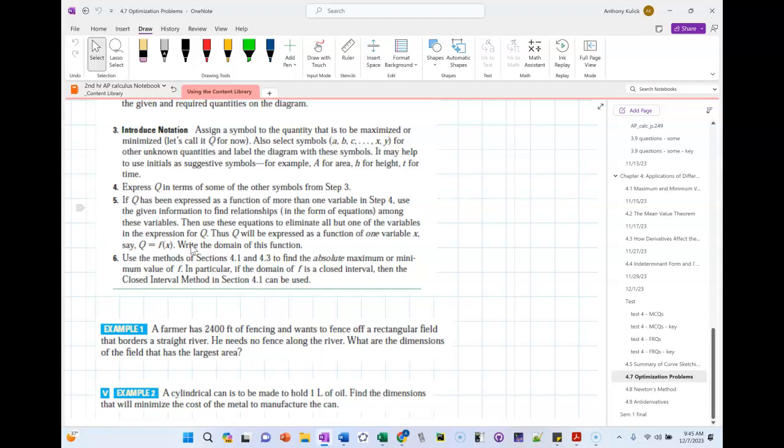So part 6 says, use the methods of section 4.1 and 4.3 to find the absolute maximum or minimum values of f. In particular, if the domain is closed, then use the closed interval method from section 4.1. If it's open, you're going to have to use the first or second derivative tests from section 4.3, and then with whatever your candidates are for your min or max, plug those in to find the actual values to see which one is the biggest.